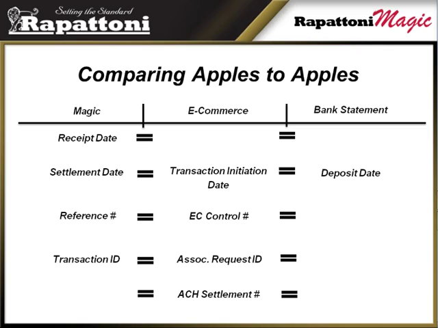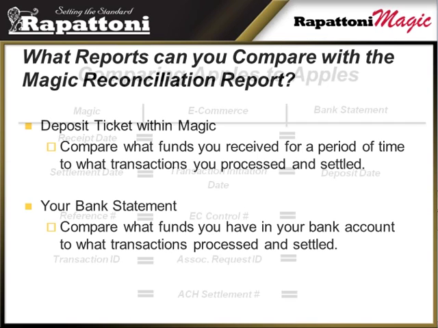This graphic might help you in comparing apples to apples. We've introduced a lot of new terms to you today. Those terms are different in Magic, e-commerce, and on your bank statement. For example, in Magic, we use receipt date. On e-commerce and bank statement, there is no corresponding receipt date. On the settlement report that we showed you in the previous slides, there's a settlement date. On NARS e-commerce, they call that the transaction initiation date. And on your bank statement, it's called the deposit date. These dates may be different from system to system.